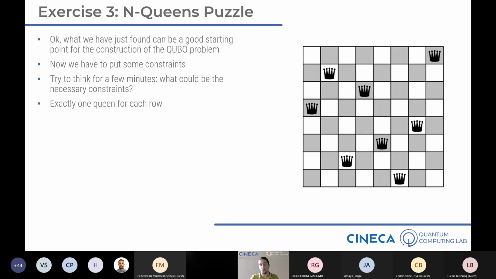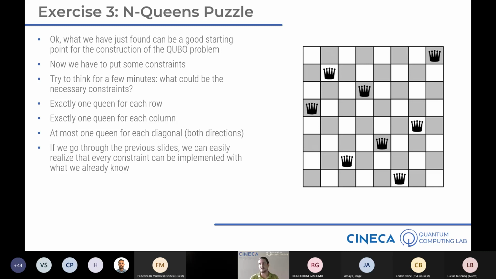So we want exactly 1 queen for each row. Okay. We want exactly 1 queen for each column, and we want not exactly 1 queen for each diagonal, but at most 1 queen for each diagonal in both directions. We have to add some qubits for this inequality constraint. We have to add this constraint here for each row, and this constraint here for each column. Okay, is it possible to do it with the things that I told you before? It's not necessary here. I will show you right now.